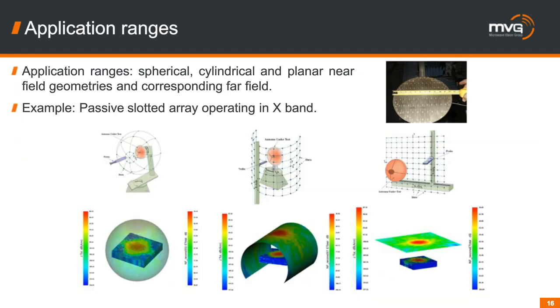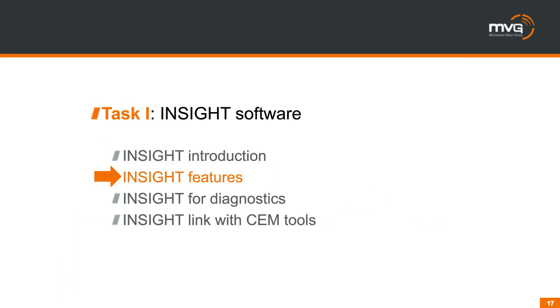INSIGHT can be applied to process any antenna measured data, such as near field data, for example spherical, planar, cylindrical, or fuzzy data. An example of a slot array operating in X band is presented here, showing how, starting from different scanner phases and measurement systems, the equivalent current can be reconstructed efficiently, leading to a good comparison of the results. But let's proceed now with the INSIGHT features.